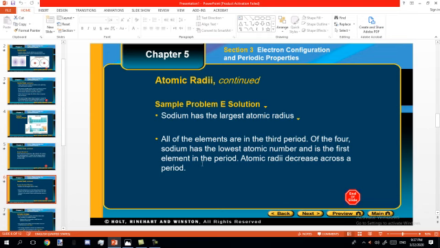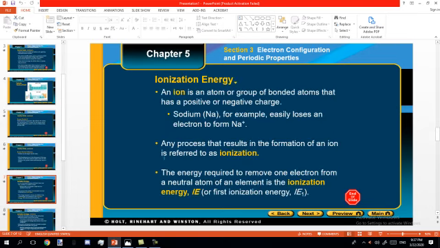So when you go across the period, the ones on the left will have the larger size. As we go from left to right, the size becomes smaller. This is for the atomic radius. Another property or another trend is the ionization energy, and we'll see also how the ionization energy changes when you go down the group or moving from left to right across the period. What is the ionization energy first?